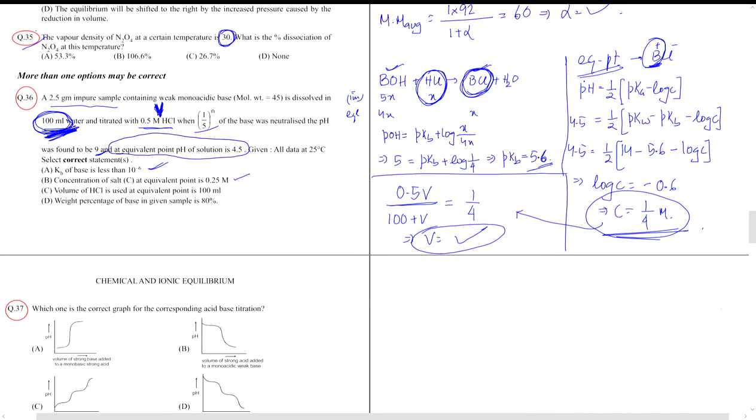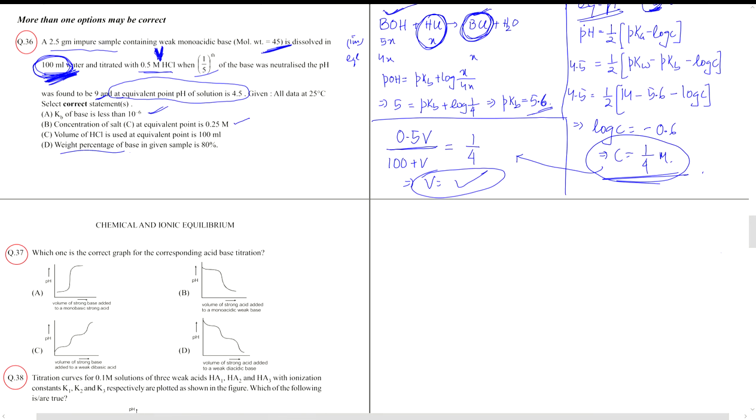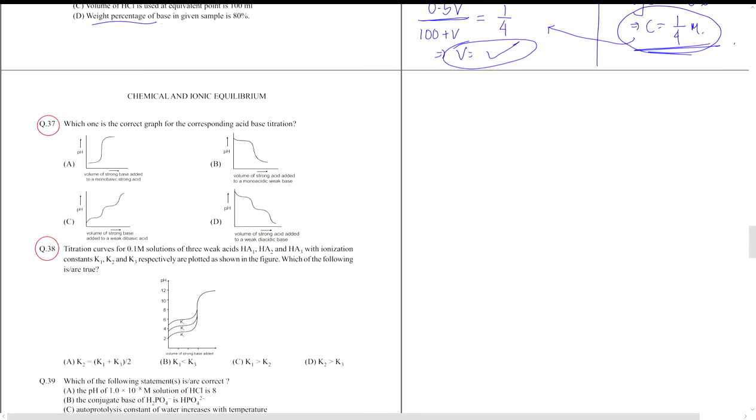Once V is known, the number of moles of HCl will be known as 0.5 V, which would also be equal to the number of moles of BOH. Once you know the number of moles of BOH, you can multiply it with its molecular weight to get its total mass. That will give you its weight percentage as well. Right.